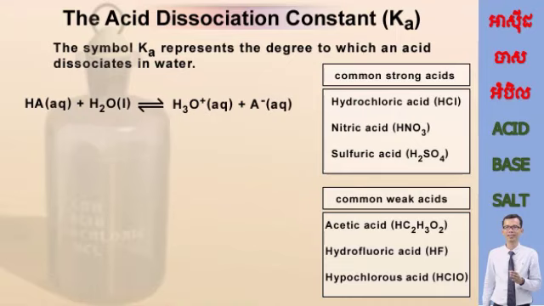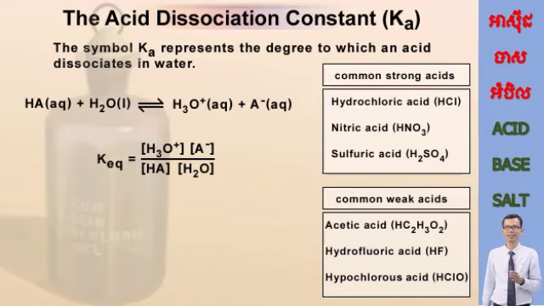If the acid is represented as HA, the balanced chemical equation is HA plus H2O yields H3O+ plus A-. At equilibrium, this can be represented as Keq equals the concentration of H3O+ times the concentration of A- divided by the concentration of HA times the concentration of H2O, where Keq is known as the equilibrium constant.